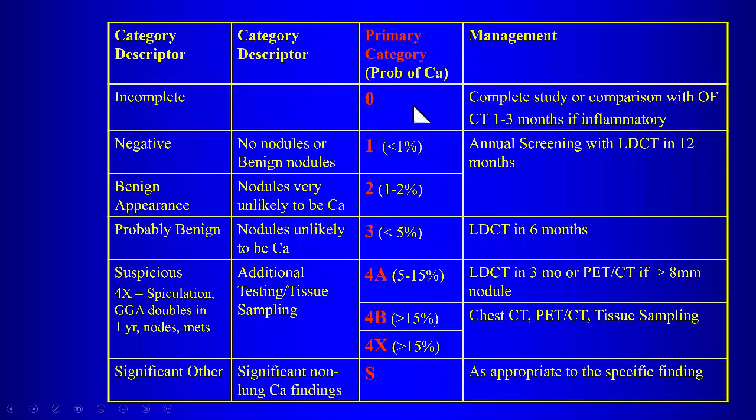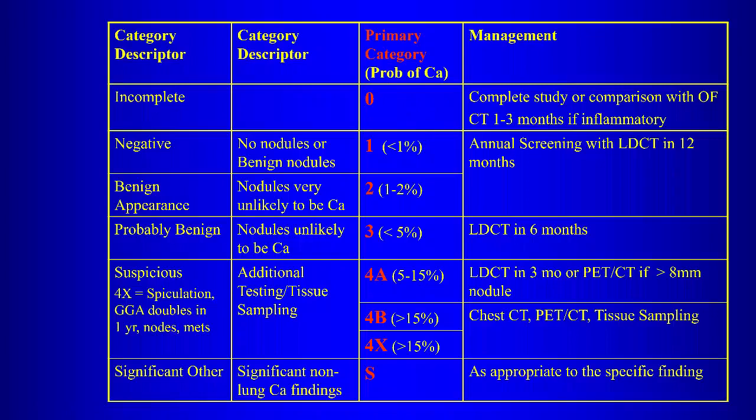One other thing that's interesting is we have this category of 0. So 0 can be used if you have an incomplete study, let's say for whatever reason they left off the bottom 5 centimeters of the lungs. Well, I've got to look at that, so we have to bring the patient back. So there you can use the category 0.